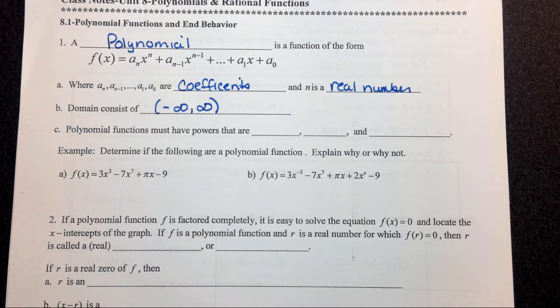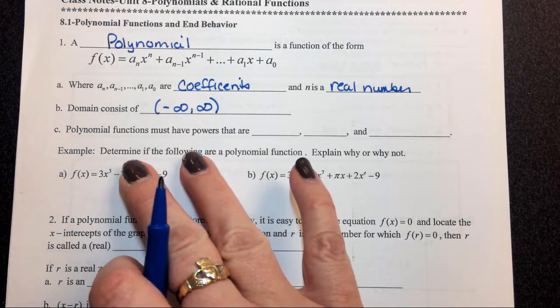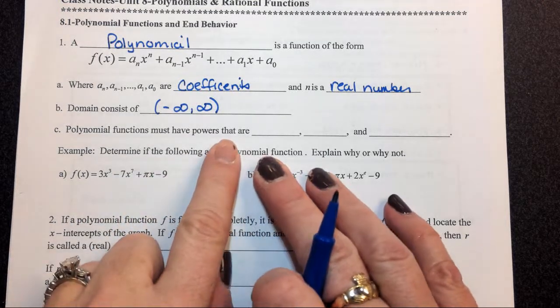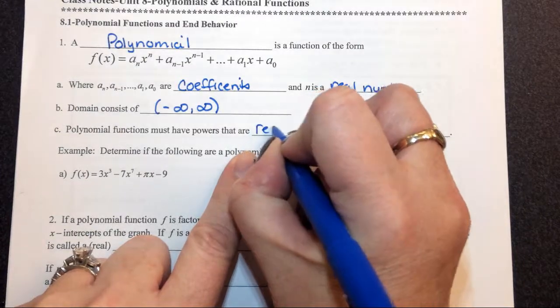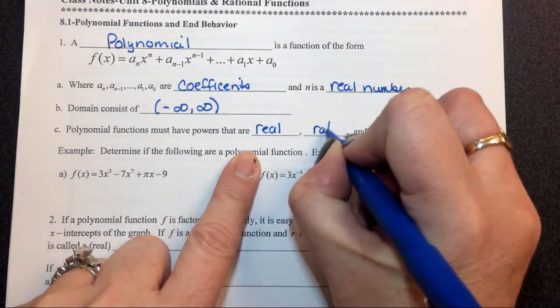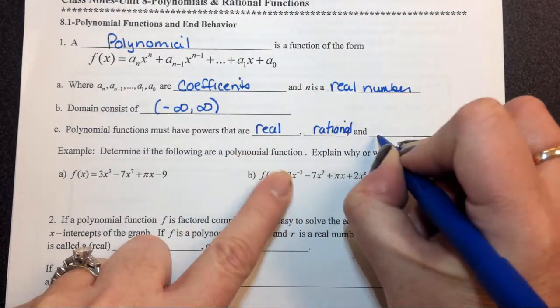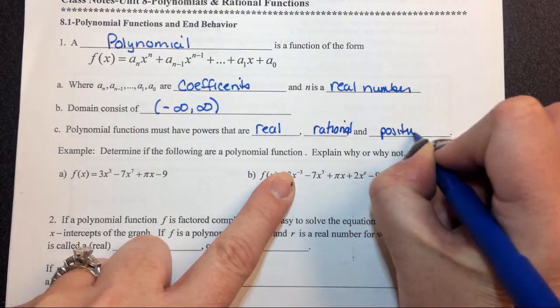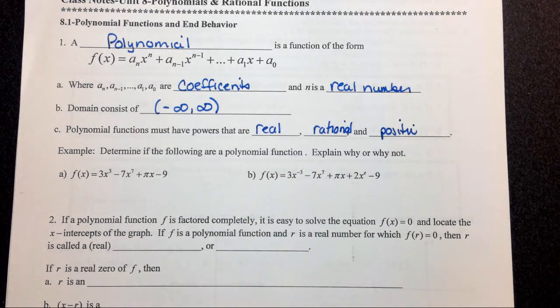One thing to be a polynomial function, the powers for your variables have to be real, rational, and positive. So in other words, all of your powers for x, they cannot have any fractional exponents. You cannot have any negative exponents in order to be classified as a polynomial function.